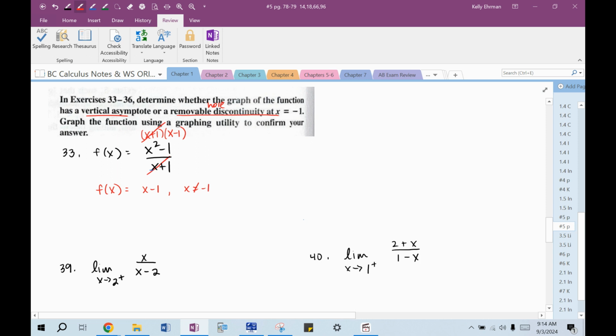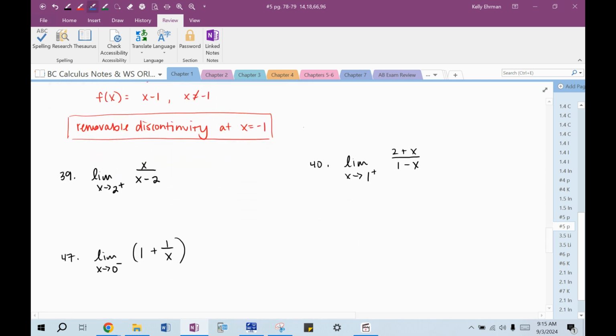That means that there's a removable discontinuity at x equals negative 1. And when we say removable, we just mean we could construct a piecewise function that fills in the hole and makes it continuous.